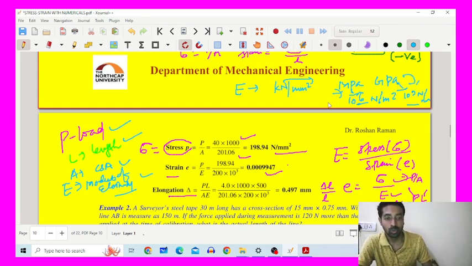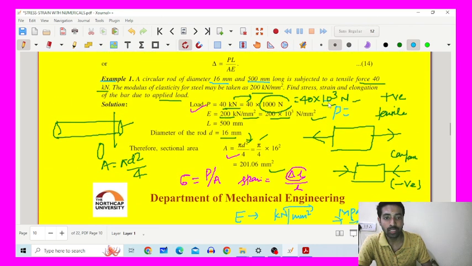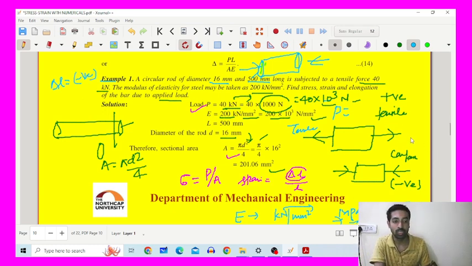So I think the question will be very easy, and you also have to understand the concept that in this particular problem the load was tensile. Let's suppose a question could have been asked where the load is applied on this particular bar in the compressive direction. Then the final result, delta L, can be negative, because when we consider the sign convention, compressive force is considered to be negative. That is one of the differences.